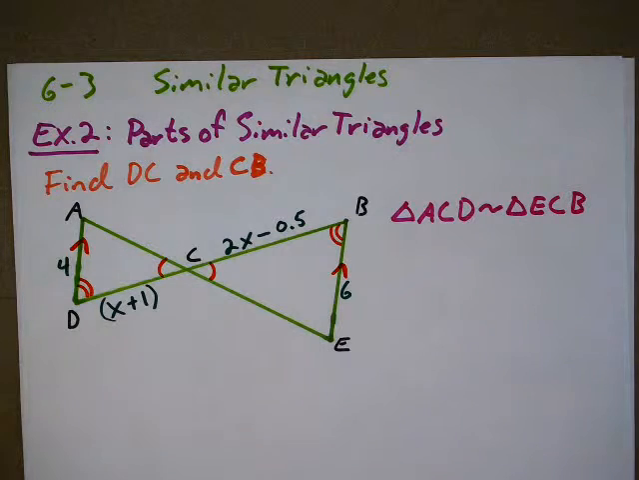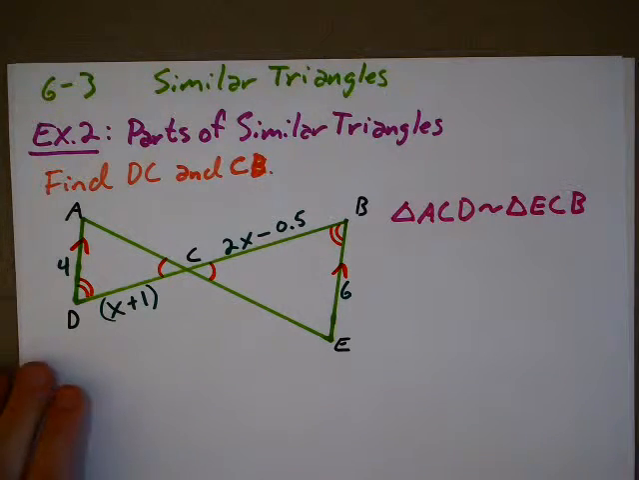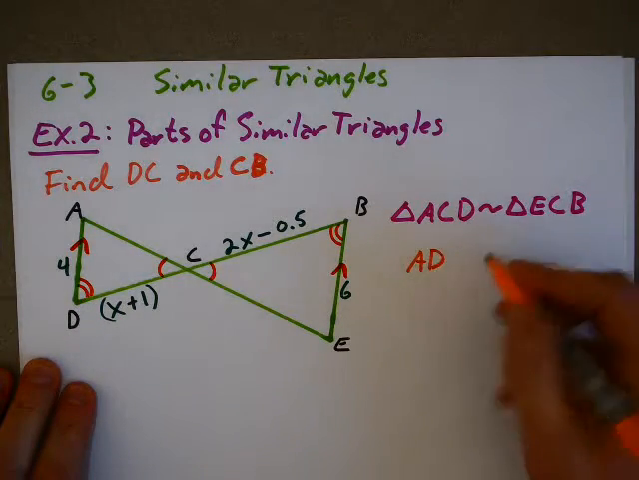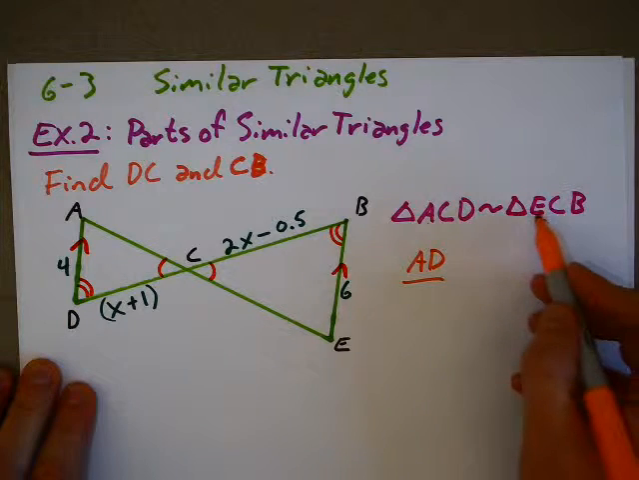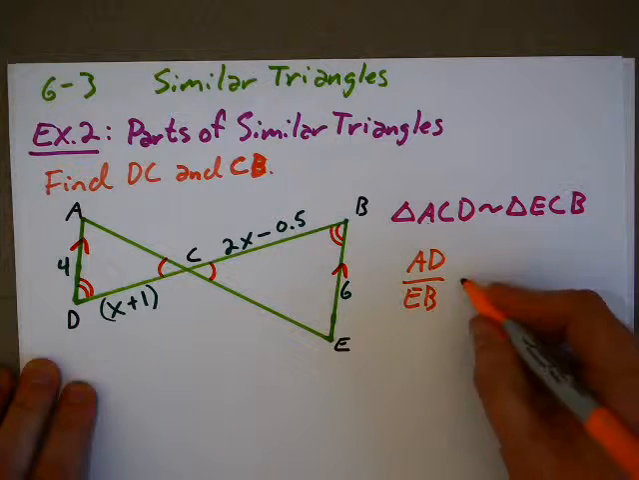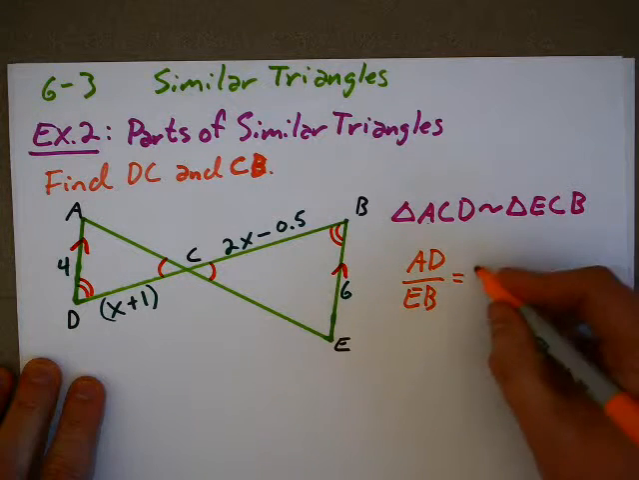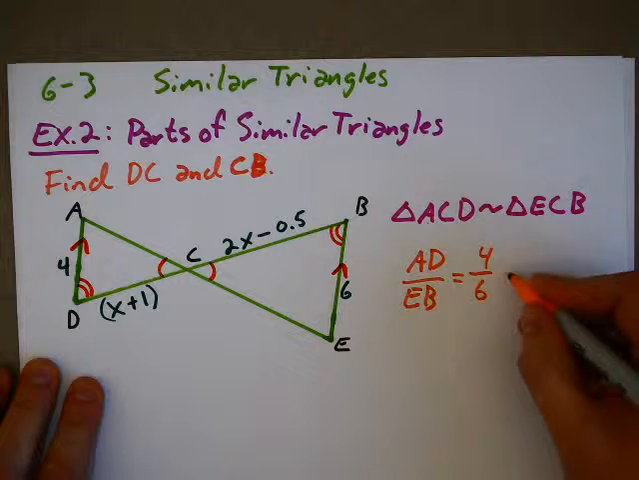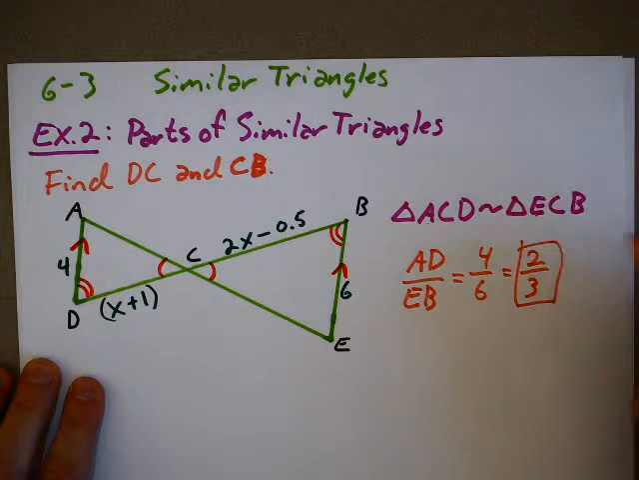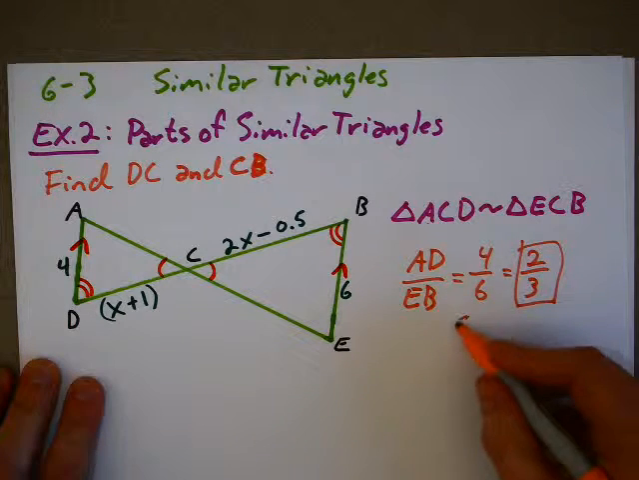And that's helpful so I can set up my proportions. So let's take a look at some proportions that we can set up here. I want to know what AD corresponds to. A and D is going to be corresponding to EB. And so I want to find out what that ratio is, and that's going to be 4/6. And if I simplify that, that's 2/3. So this right here is going to be my scale factor.